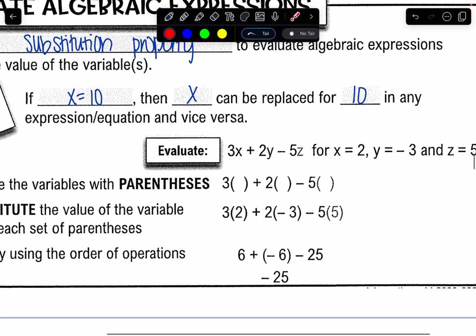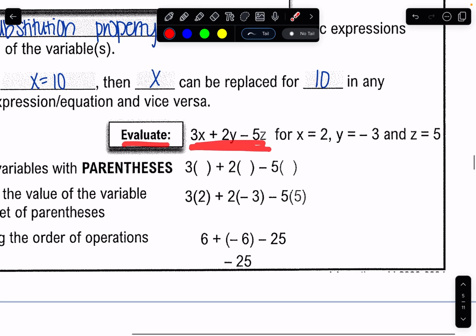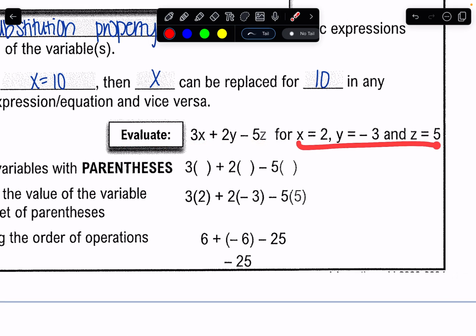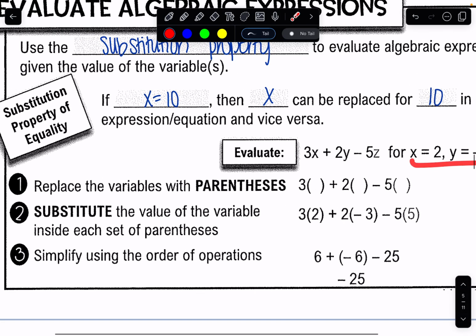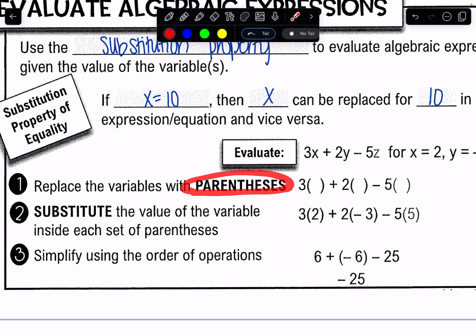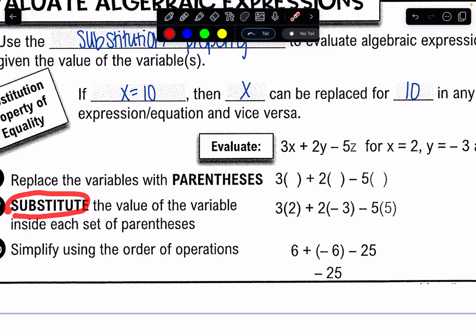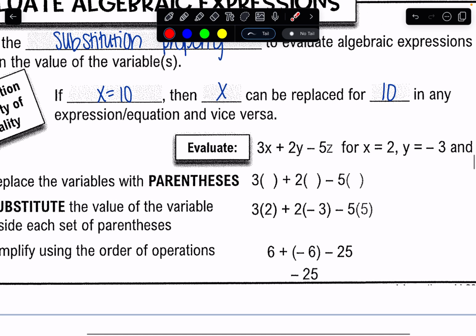And so our problems are going to look like this. We're going to be told to evaluate. We're going to be given an expression. And then we're going to be given a whole list of what my values are for each letter. And so the first thing we want to make sure we understand is that we are replacing the variables with parentheses. Okay, we're replacing the variables with parentheses around them. And here's how it looks. We do that by substituting. I'm going to substitute the value of my variable in for each set.